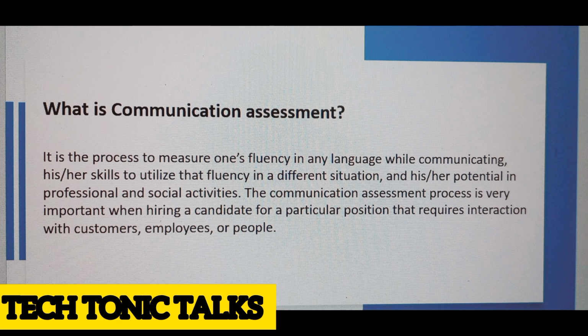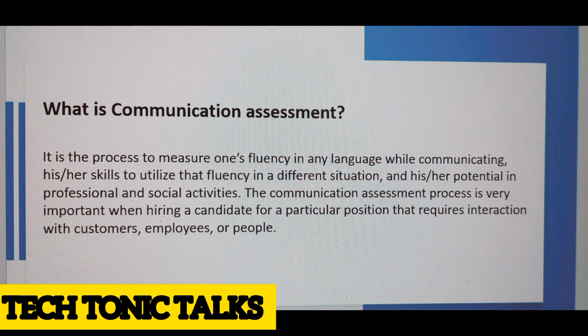First of all, we should know what exactly a communication assessment is. Basically it's a process to measure your fluency in any language while you're communicating. The communication assessment process is very important when hiring a candidate for a particular position that requires interaction with customers, employees and fellow colleagues.